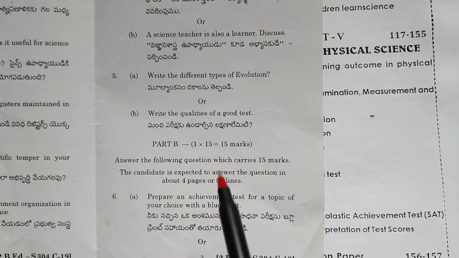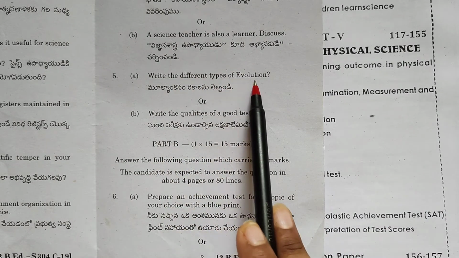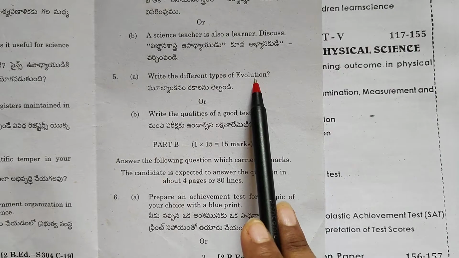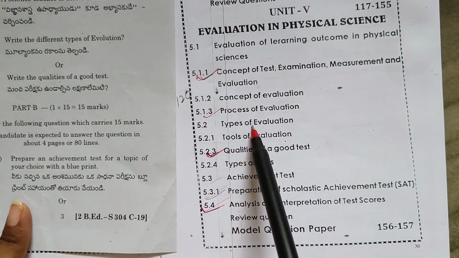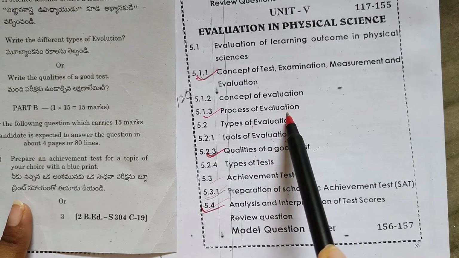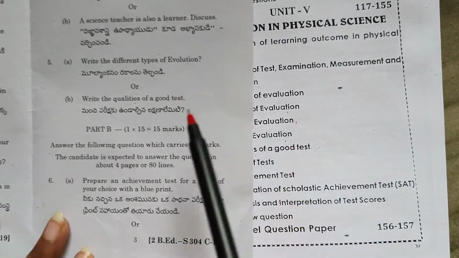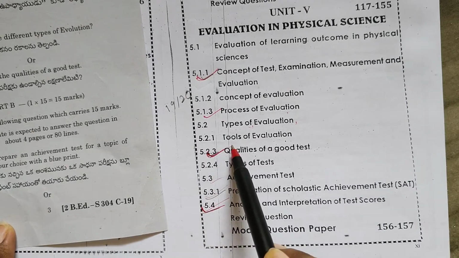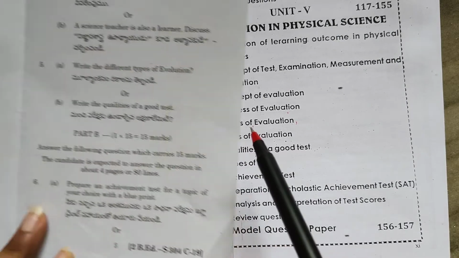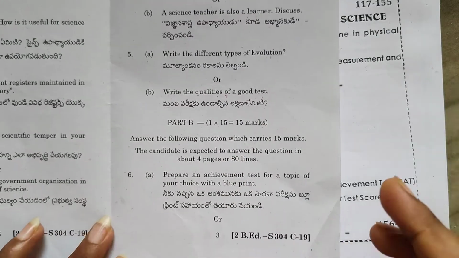Now, write the different types of evolution. See, I didn't give you different types of evolution. I gave you the process of evolution. Here the question asked types of evolution, but I gave you the qualities of a good tester. So you can write that or one. Okay, no need to worry.